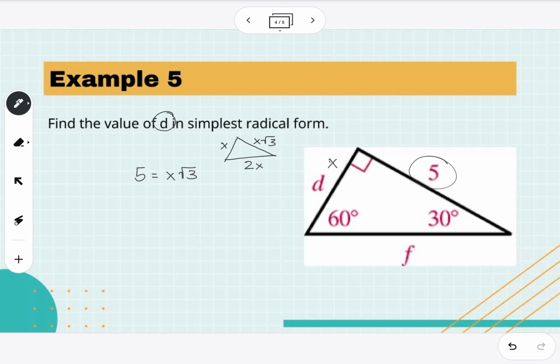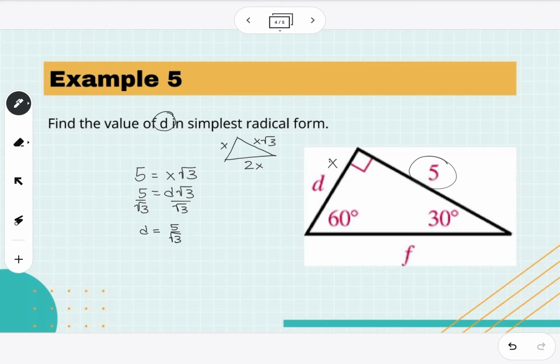You can think of this as 5 equals x rad 3, or you can say, well, 5 equals d rad 3, and they're asking me to solve for d. D and x are representing the same exact thing for this problem. So if you wanted to, you could go ahead and say, okay, well, 5 equals d radical 3, my shortest leg times radical 3. So if I want to solve for d, I need to divide both sides by rad 3. So I'm going to get d equals 5 over rad 3.